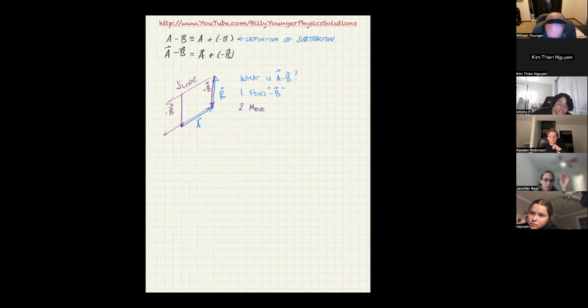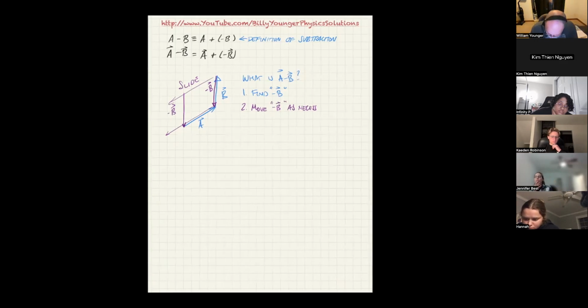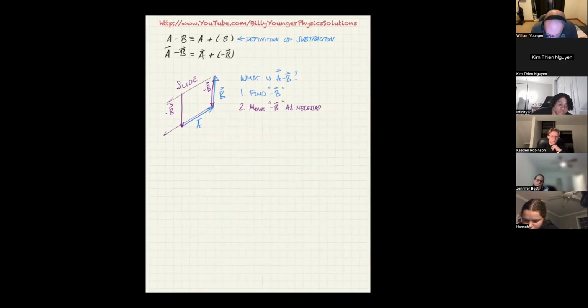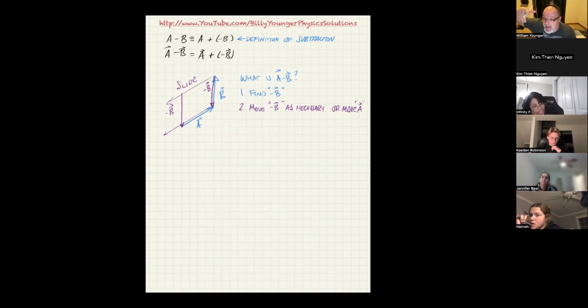Can I ask a question? Yes. Could I also slide the B down so that the tail is touching the head of A? Yeah, absolutely. So yeah, you can move B as necessary or move A. So you not only can move B a different way, like you just said, as long as you don't change its direction or its magnitude, that's fine.